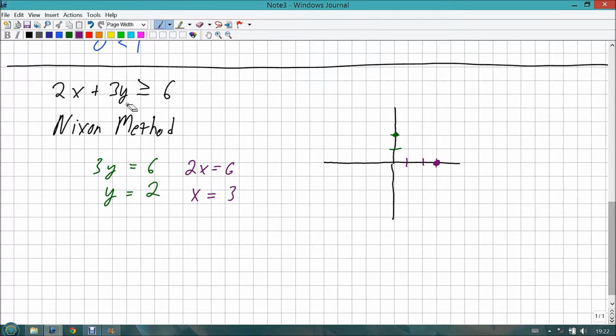Well, we take a look at our inequality sign. Do we have a bar? Does it go gong when we get hit by it? Yes, it does. So we are going to have a solid line running between them.